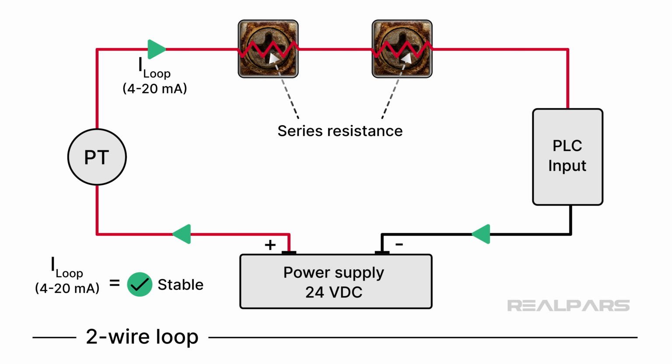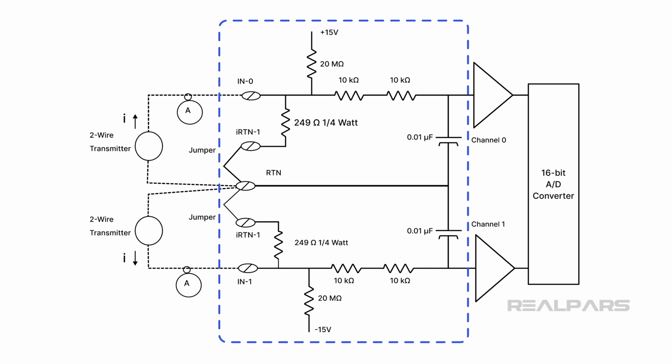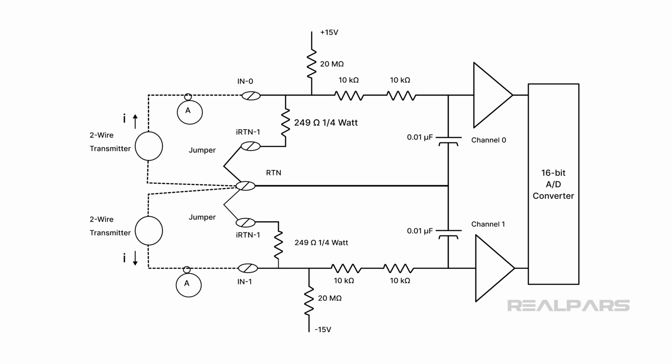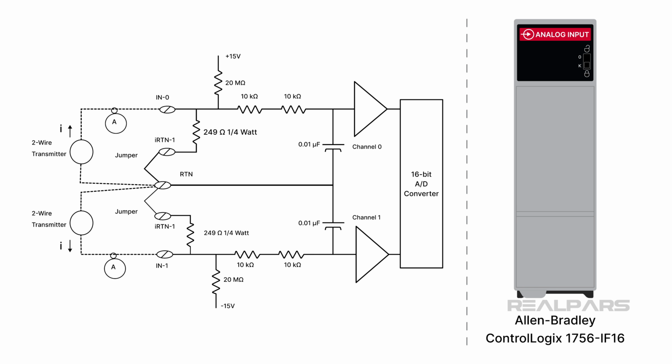Okay, we've looked at the likely causes of analog drift. Let's talk about some less likely possibilities. PLC analog input modules include input circuitry that converts current to voltage before digitizing the signal. Although input module drift is rare, it doesn't hurt to understand the hardware design. The Allen Bradley ControlLogix 1756-IF16 uses an internal 249 ohm precision resistor to convert 4 to 20 milliamps to 1 to 5 volts DC.